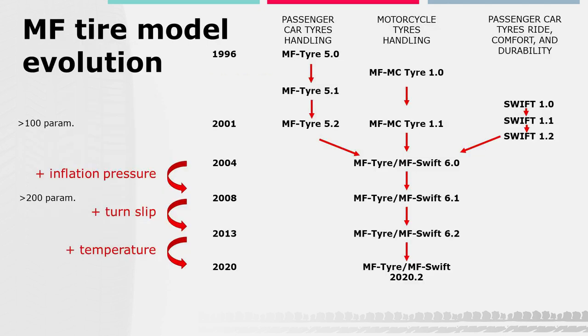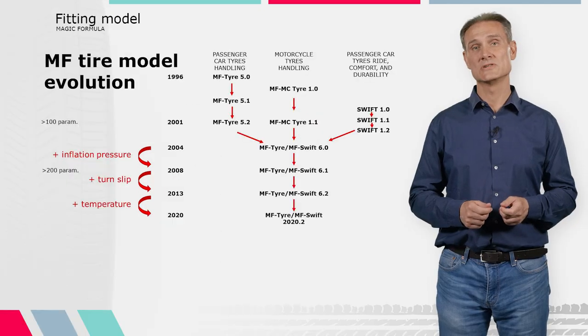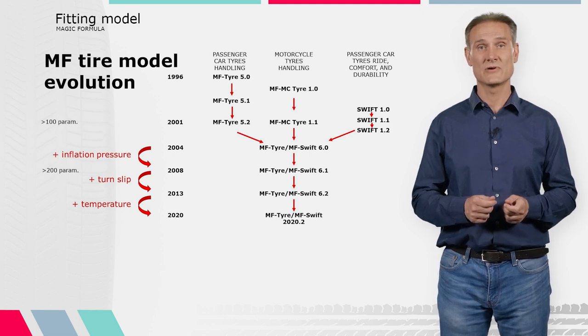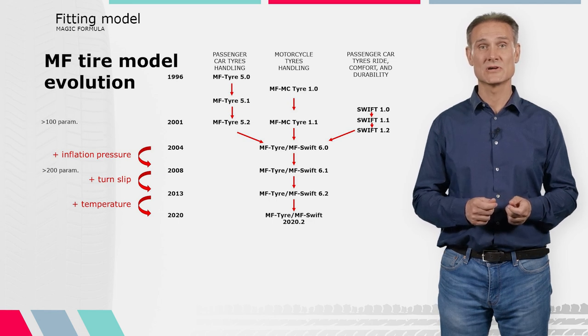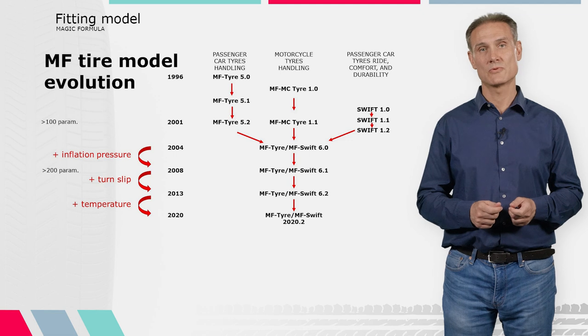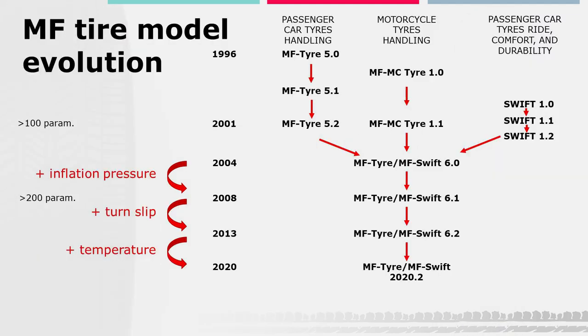The model is not unique. It evolved in time to further reproduce the experimental curve by introducing additional parameters, like the inflation pressure, the turn slip effect, and the temperature. Increasing the number of input parameters requires increasing the number of coefficients which must be included in the model. This also increases the number of required experimental tests. Right now, the most updated version of the MF tire model, which was merged with the transient model, the Swift tire, requires more than 200 parameters.